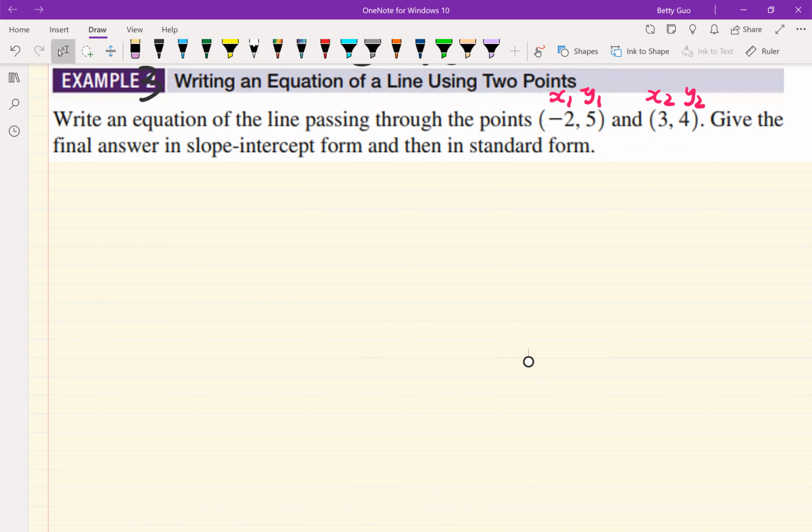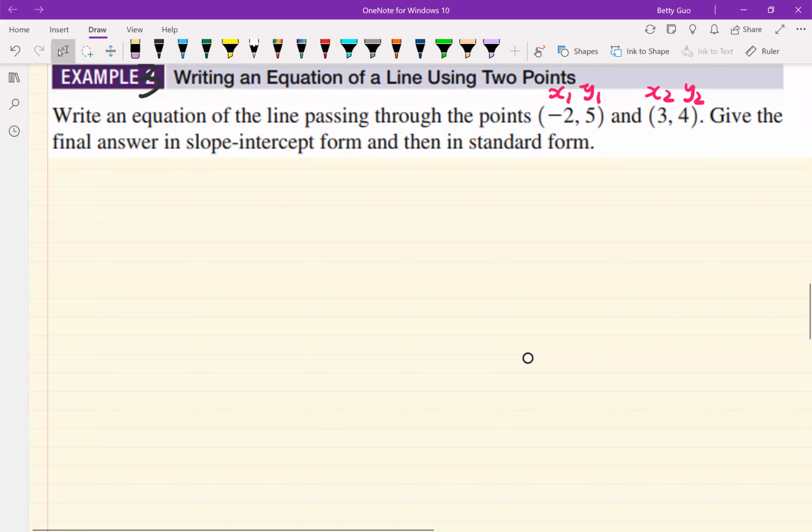Example 3. Write an equation of a line using 2 points. So we didn't learn point-to-point form, right? Our book only has 3 forms. Let's see, how do we find the equation of a line which passes through 2 given points?